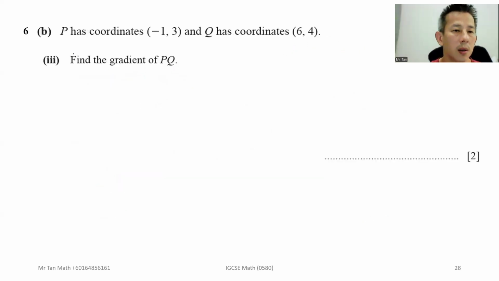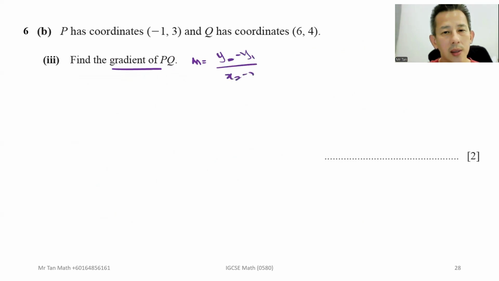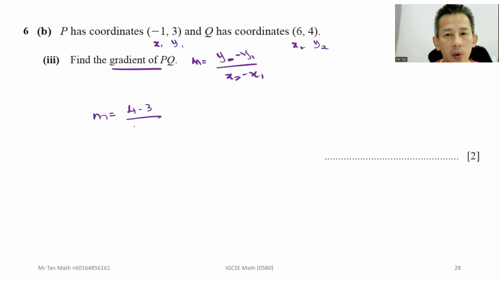Okay. Part 3, find the gradient of PQ. So m equals y2 minus y1 over x2 minus x1. Just put this as x1, y1, and this will be x2, y2. So your m equals 4 minus 3 over 6 minus negative 1. You should get 1 over 7.